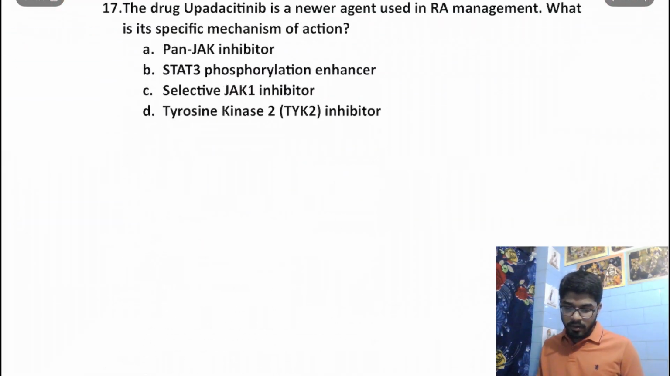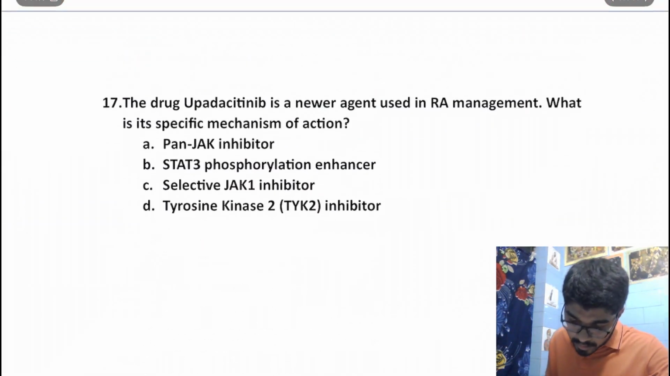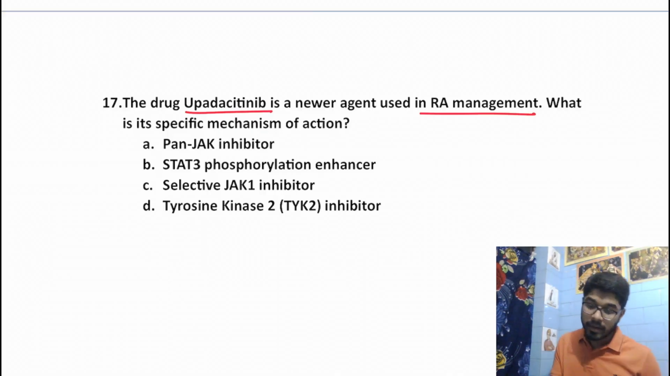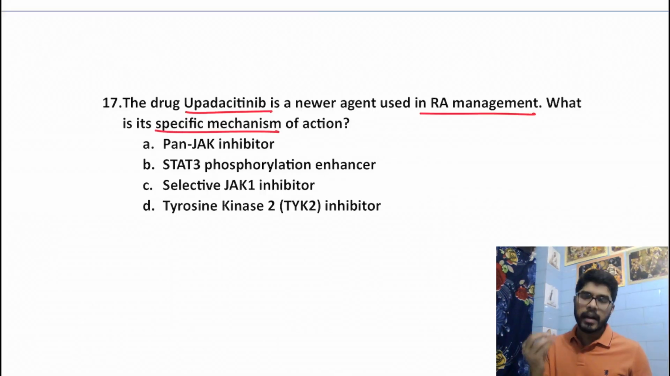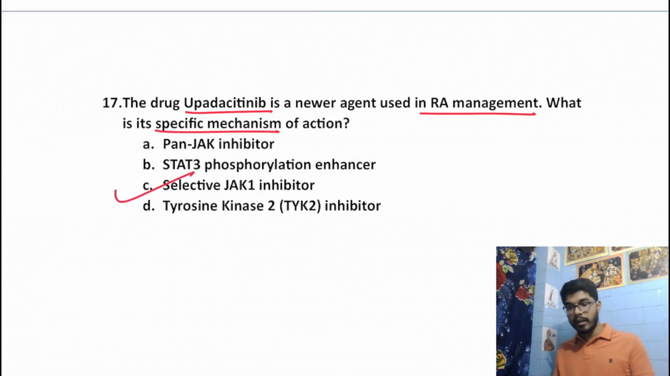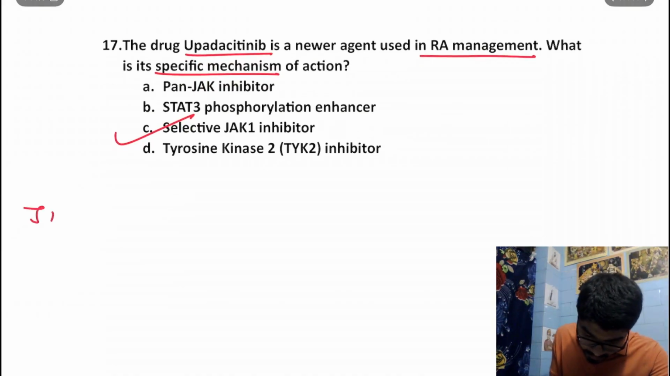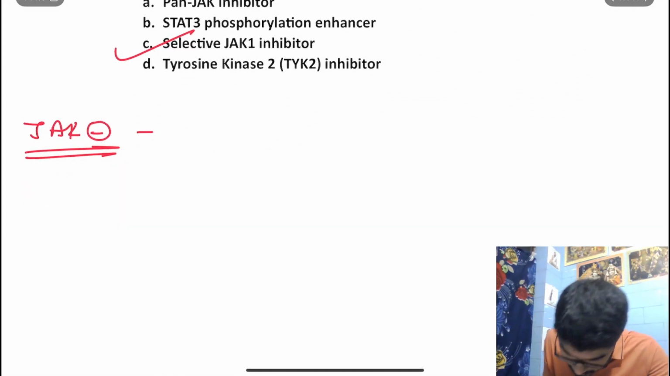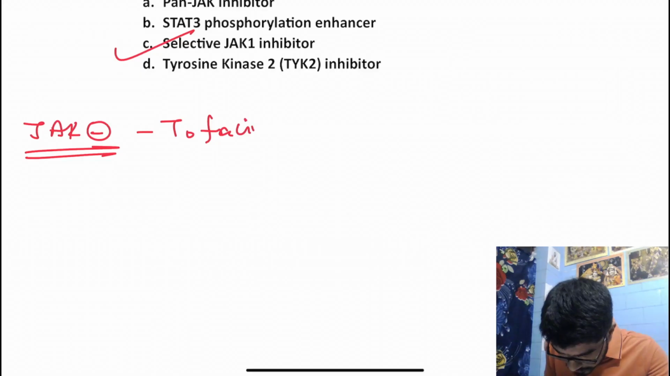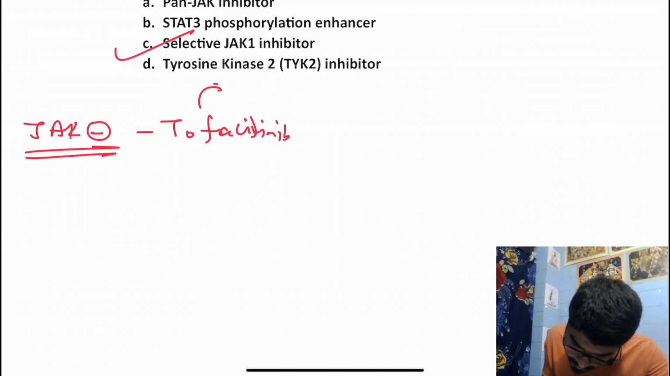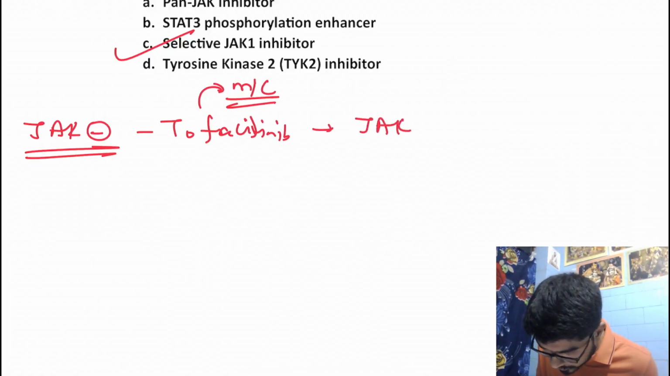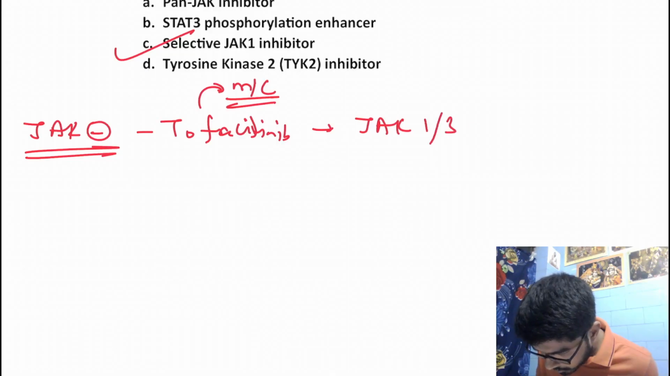Okay. Moving on to the next question. Now the drug upadacitinib is a newer agent in rheumatoid arthritis management. What is the specific mechanism of action? Remember, it is a selective JAK1 inhibitor. If we talk about the JAK inhibitors that are used in rheumatoid arthritis, remember only 3 drugs. Number 1 is tofacitinib. Tofacitinib is actually the most common JAK inhibitor to be used, and it is not selective. It inhibits both JAK1 and 3.